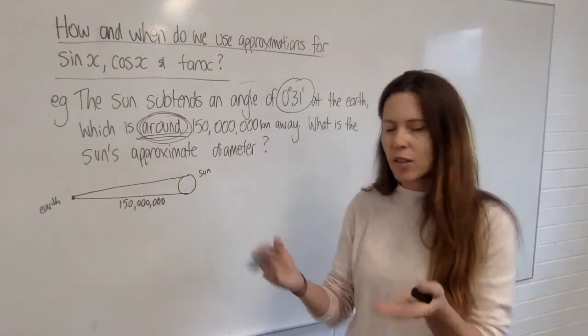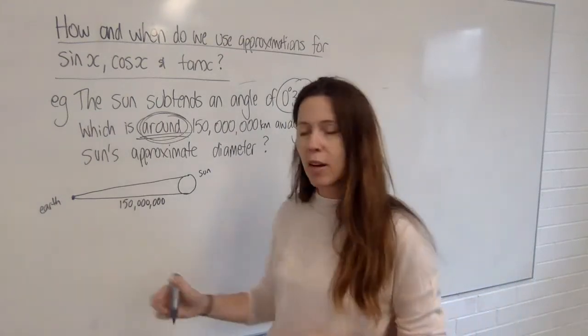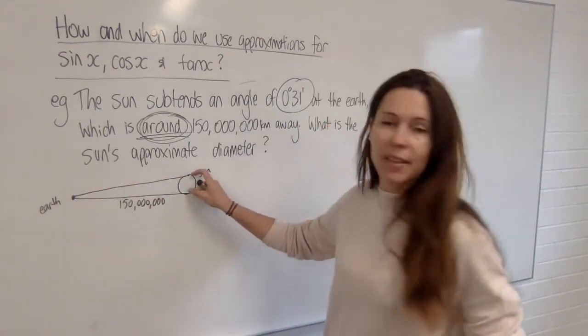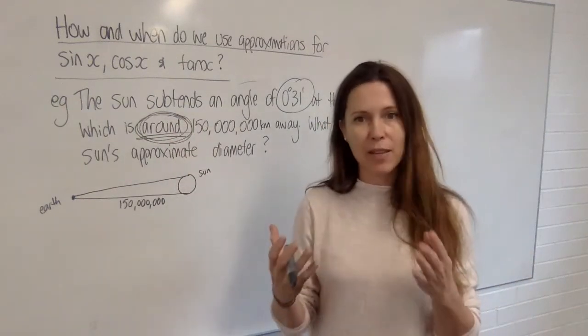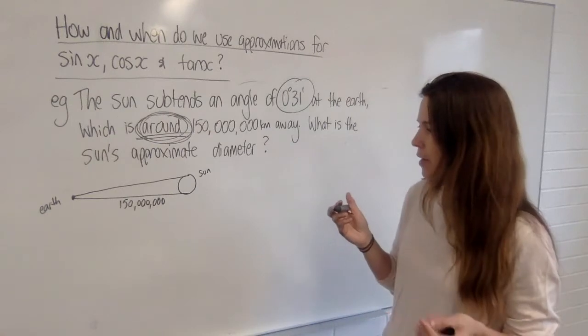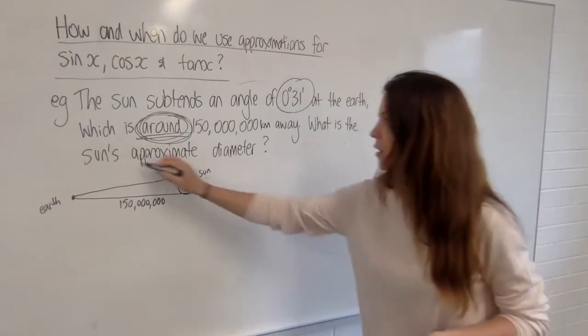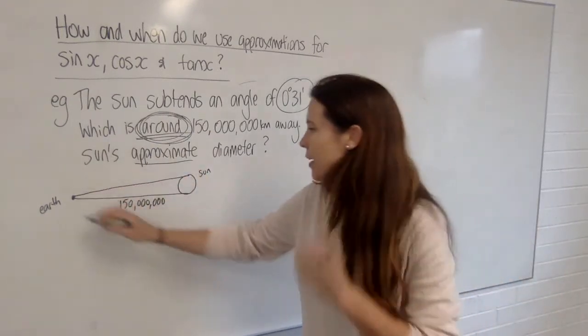Okay, there's no need to think like that. It's a long way away, obviously a lot further away than the sun is wide. So the word "around" helps us get around those little problems so that we don't get bogged down by them. We're making an approximation, okay? So labeling it like this is good enough.